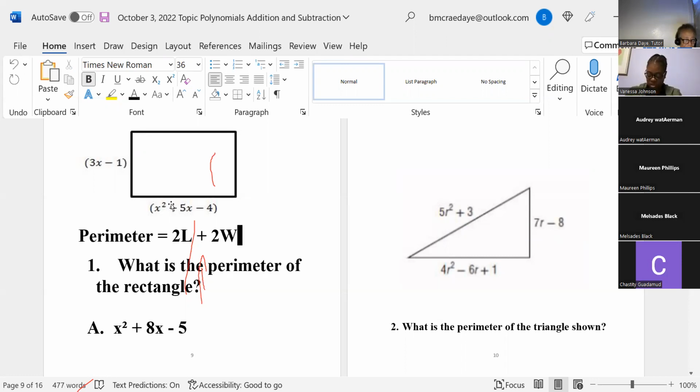Now, since you know that, you're going to do a little multiplication. Now, you have a length, you have a width.